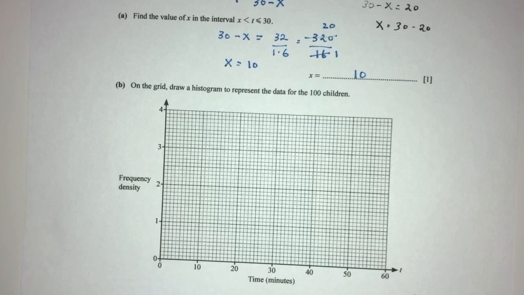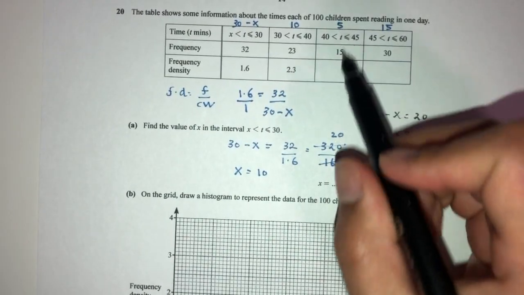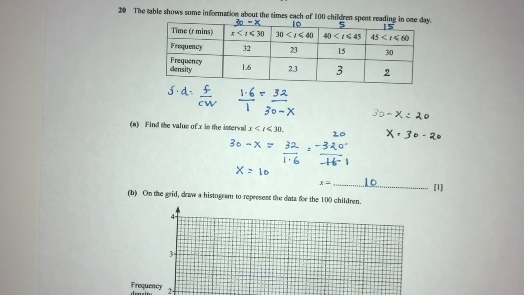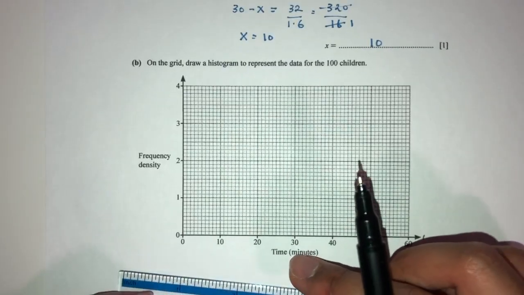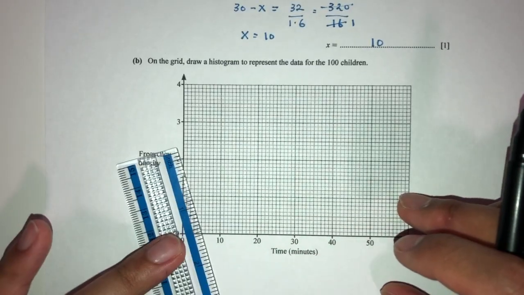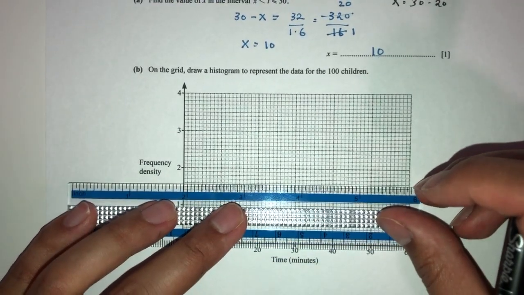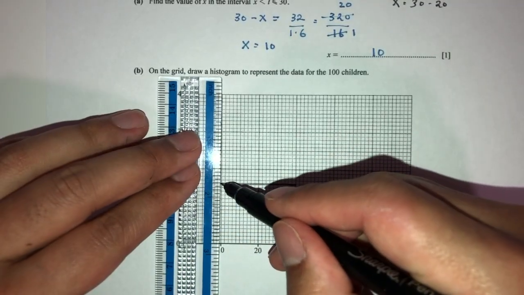Okay, so let's move on to part B. Here we have to draw the histogram, so pretty easy. We just have to find these values here. This divided by 5 will be 3. This divided by this will be 2. So here we have to draw the rectangles. The first class width is from x, x is 10 to 30. The value is 1.6, which should be something over here. There you go, something like this.